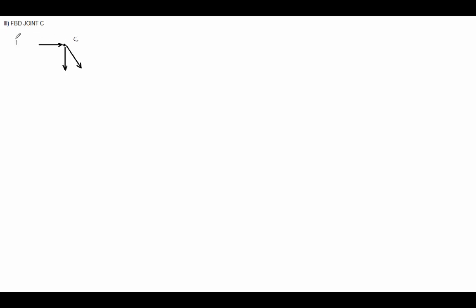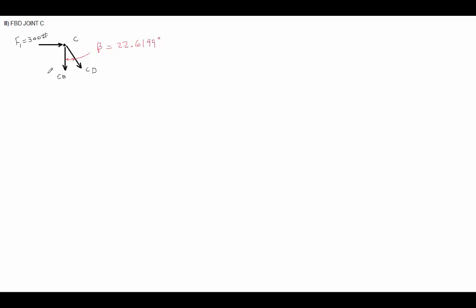Acting on joint C, we have F1. We also have CB. We also have CD. I want you to notice that I've drawn both CD and CB in tension. That is not accidental, nor is it optional. And we also need to know this angle here, which is beta. It equals 22.6199 degrees.